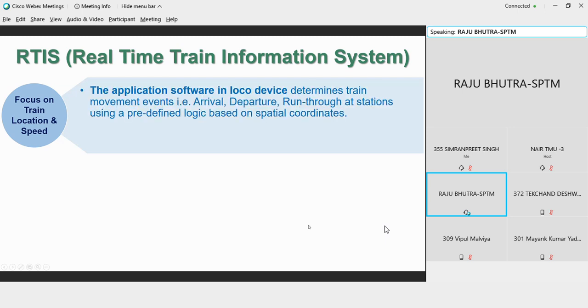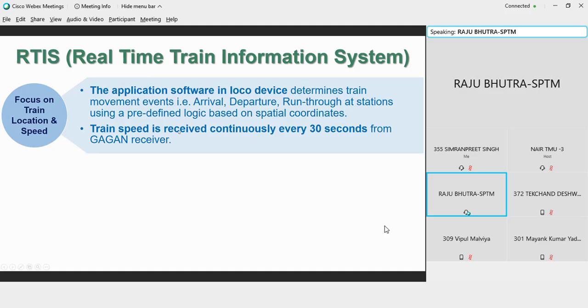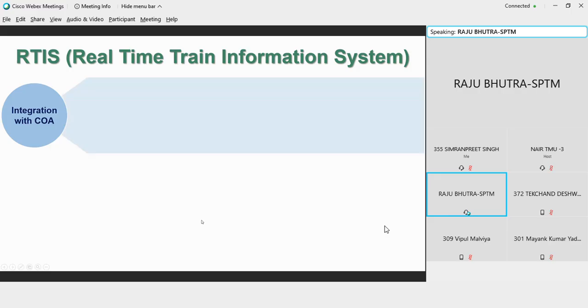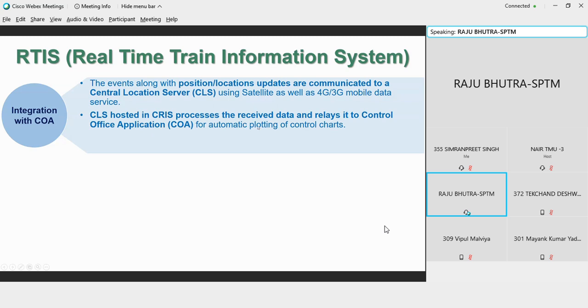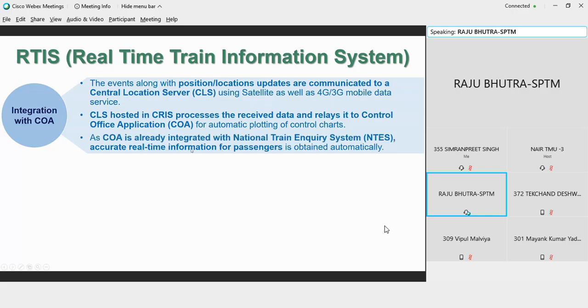Then focus on train speed and location. The application software and loco device determine train movement events, all the arrival, departure, run through, using a predefined logic based on spatial coordinates. The train speed is received continuously every 30 seconds from the Gagan receiver. It is integrated with COA. The events along with position and location updates are communicated to a central location server using satellite as well as 4G, 3G mobile data. CLS hosted in CRIS processes the received data and relays it to the control office application.